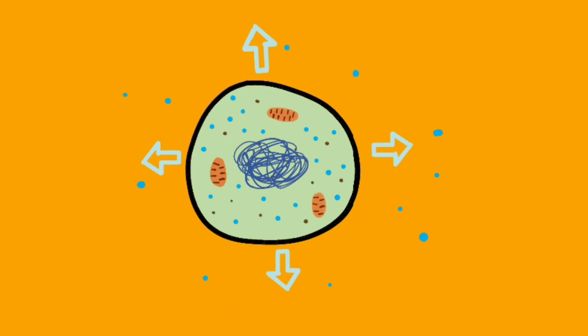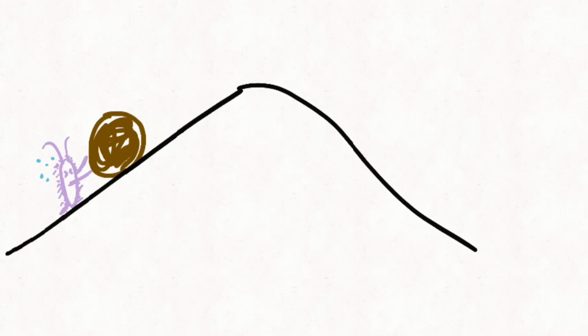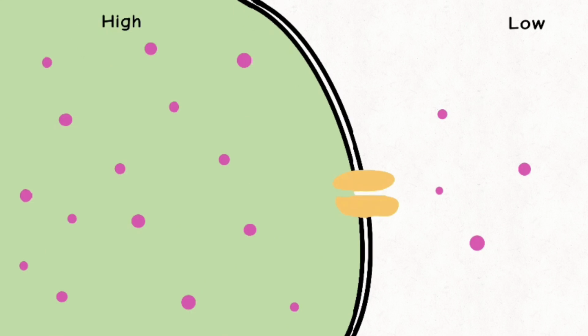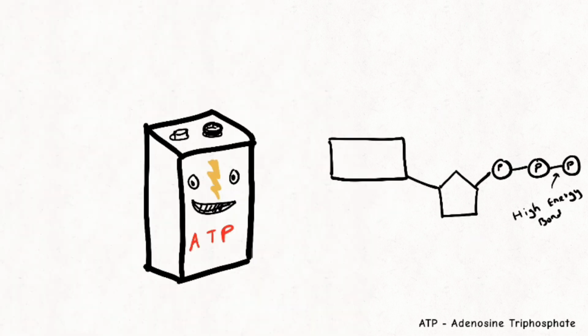This is called active transport. Imagine pushing a rock uphill. It requires a lot of energy. In active transport, the nutrients are taken up by the cells against the concentration gradient by expending energy in the form of ATPs. ATP is the energy currency of the cell, powering several cellular activities.